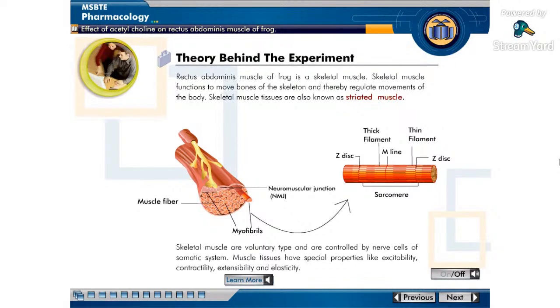Rectus abdominis muscle of frog is a skeletal muscle. Skeletal muscle functions to move bones of the skeleton and thereby regulate movements of the body. Skeletal muscle tissues are also known as striated muscle. Skeletal muscles are voluntary type and are controlled by nerve cells of the somatic system. Muscle tissues have special properties like excitability, contractility, extensibility, and elasticity.